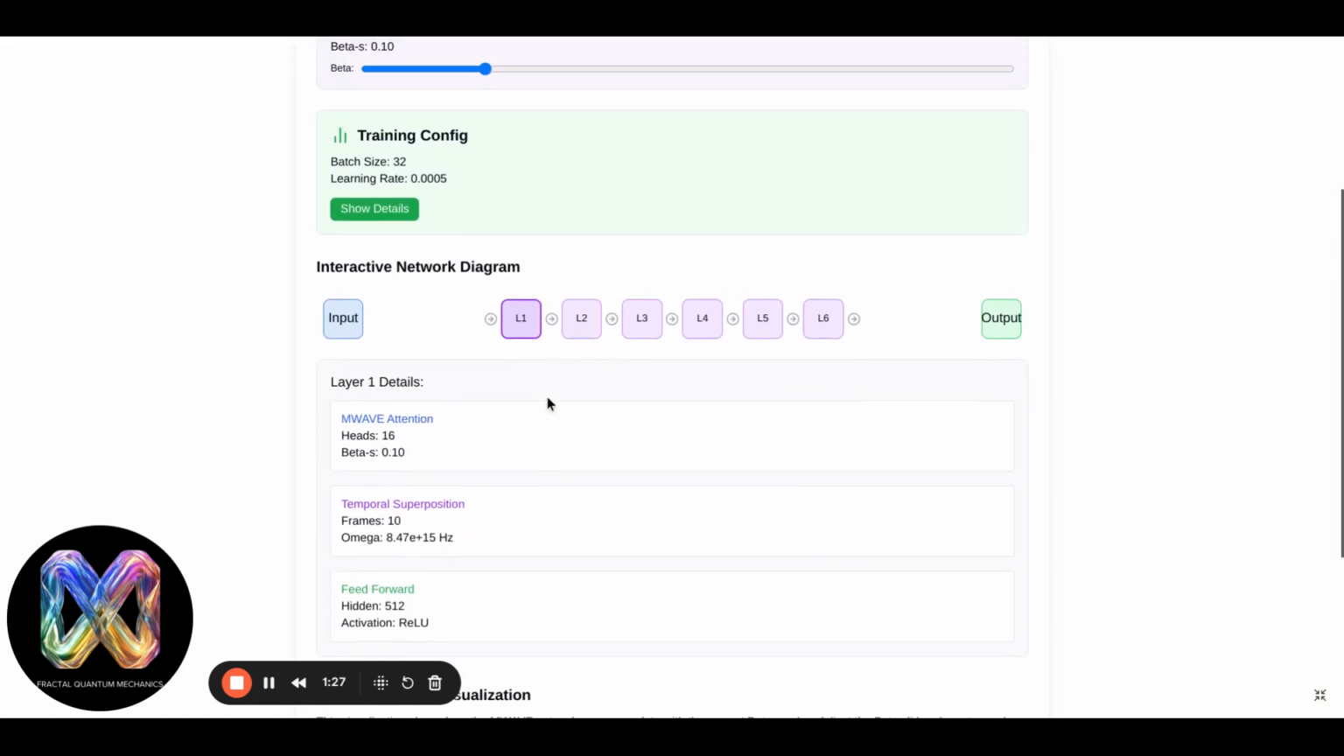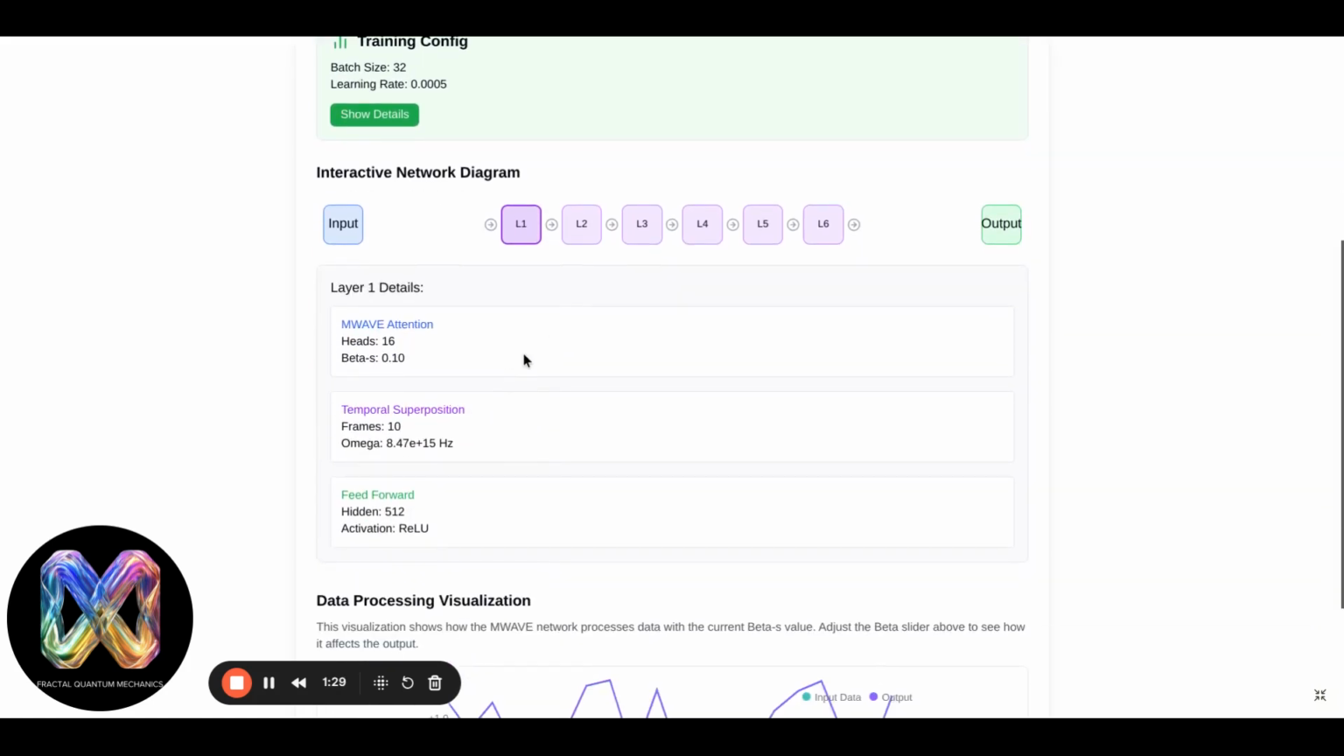Now let's look at the network diagram. This is for the architecture. Each of these purple blocks represents one of our 6 cognospheric layers. I can click on any layer and see its components.